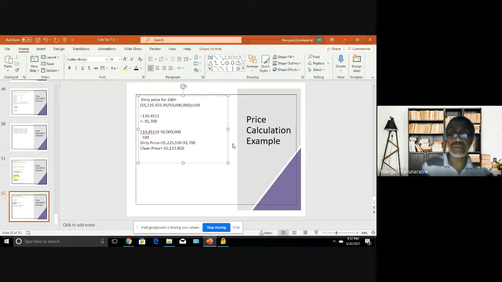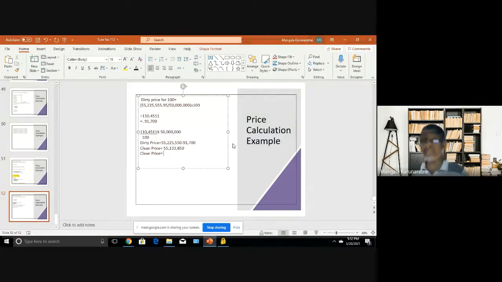55,133,850. So you can get the clean price for 100 units, because in the market, when someone asks the clean price of the bond, you don't say it for the face value. You calculate for 100, then that person can easily calculate it for the face value he intends to trade, right?